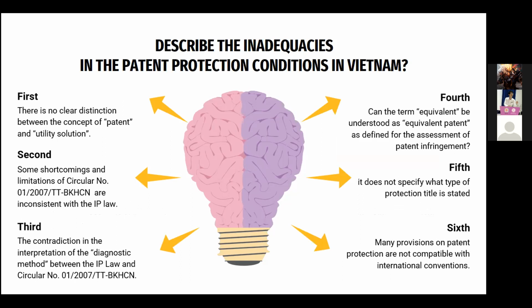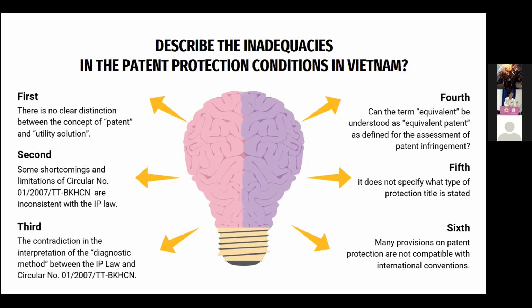Some inadequacies in patent protection. Firstly, there is no clear distinction between the concept of patent and utility solution. The Intellectual Property Law 2005 only states the concept of invention without mentioning utility solution. Furthermore, only inventions are regulated as subject of industrial property right, while Article 58 provides for general conditions for invention.